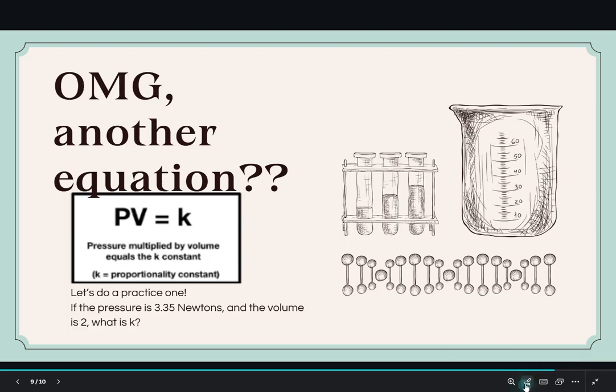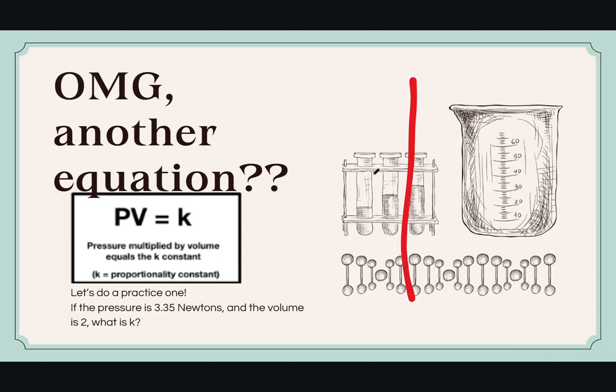Oh my god, another equation. Yes, there's another equation. So this is the same one I was talking about earlier. The pressure multiplied by the volume equals the constant K. It's our constant of proportionality. Again, we can draw a table to symbolize this. So it says, let's do a practice one. If the pressure is 3.35 newtons and the volume is 2, what is K? They didn't exactly give us any units, which is totally fine. Let's just do it normally.